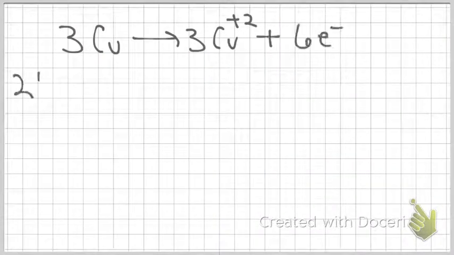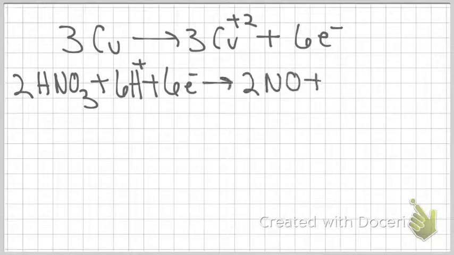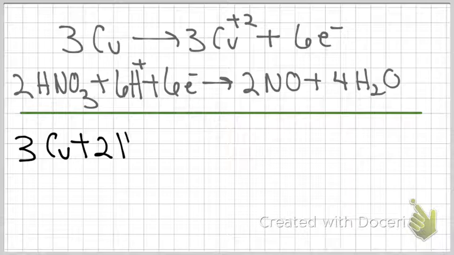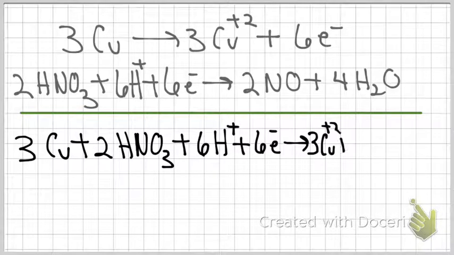So here are the 2 half reactions as we've dealt with them up to this moment, and I'm simply going to add them. So everything on the left side will become now the left side of my summation, and everything on the right side of both those equations will become the right side of my summation.